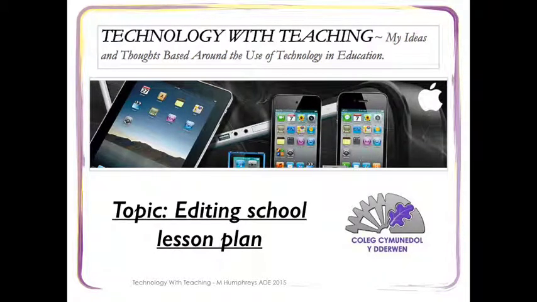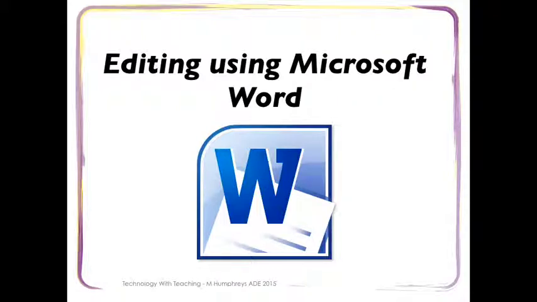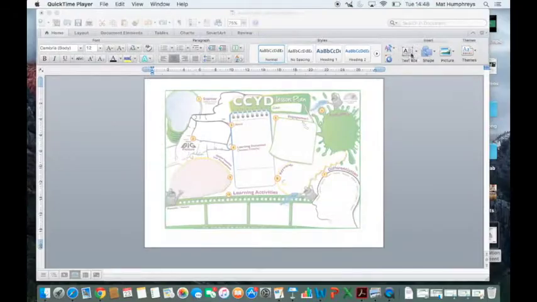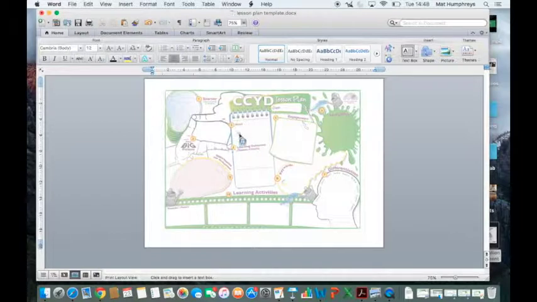This is a quick video to show you the different ways that you can edit the school lesson plan. In the email you'll see there are three different versions. There is a Pages version, a Word version and a preview version, i.e. a PDF. So let's have a look at the first version, which is a Word document.